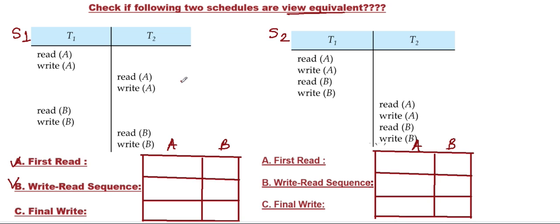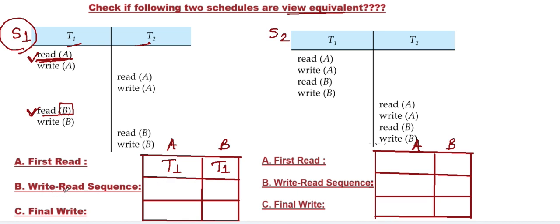we can call these schedules view equivalent. Let's concentrate on schedule S1 first, which has two transactions T1 and T2. You have to draw this table: first read on variable A. Who has made the first read on variable A? Transaction T1. So you can see here the first fresh read on variable A in this schedule is done by transaction T1. Then check who has read the fresh copy of B. Here the fresh copy of B is read by transaction T1 again. So here T1 will come.